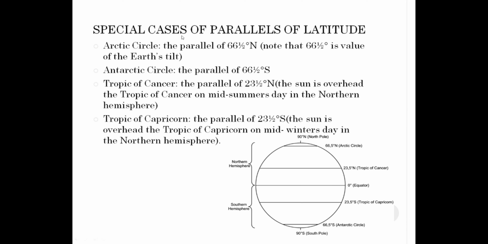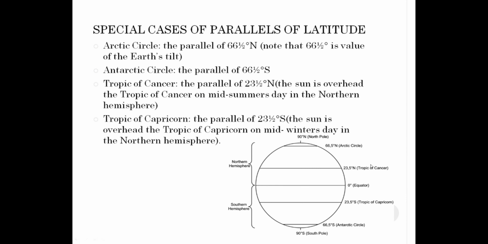Now let's talk about some special cases of parallel of latitude. The first is the Arctic Circle, the parallel of 66.5 degrees north. Then comes the Tropic of Cancer, the parallel of 23.5 degrees north. Now remember, the sun is overhead the Tropic of Cancer on midsummer days in the northern hemisphere.